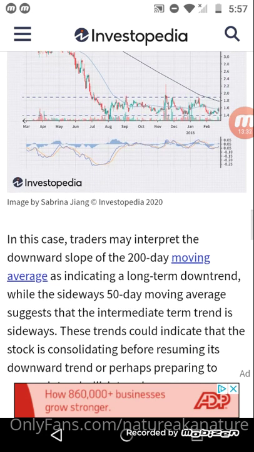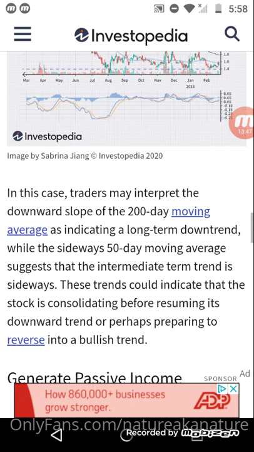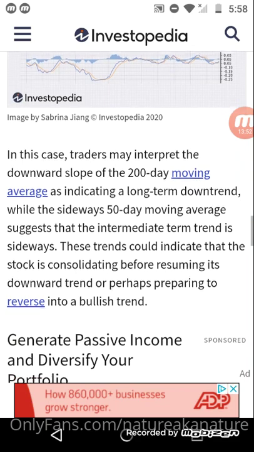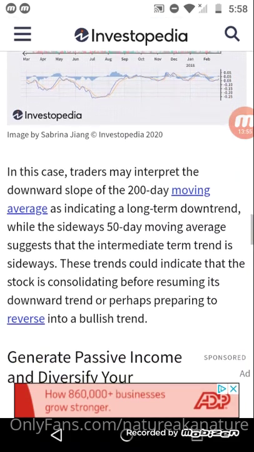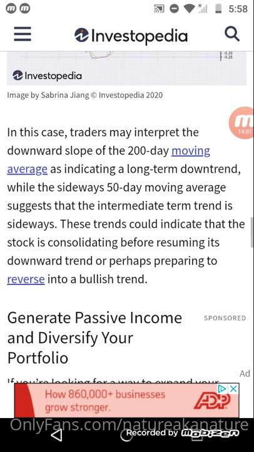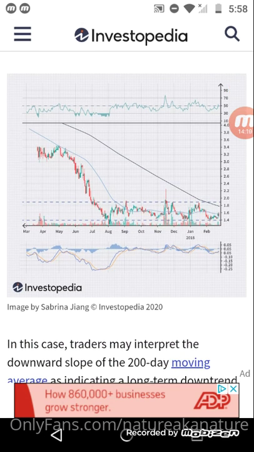There's all types of ways you could use this, and it suggests that the intermediate term trend is sideways. So on a 50-day moving average, the trend could indicate that the stock is consolidating before resuming in a downtrend, or perhaps preparing to reverse in a bullish trend. So it's going sideways, building up momentum, and then we need some type of confirmation, some type of candlestick, some type of triple candlestick pattern, double candlestick pattern, something just to know that it's going to reverse. We look at the news, tradingview.com. So that's really a sideways trend.